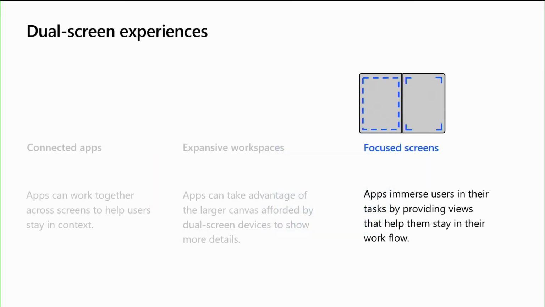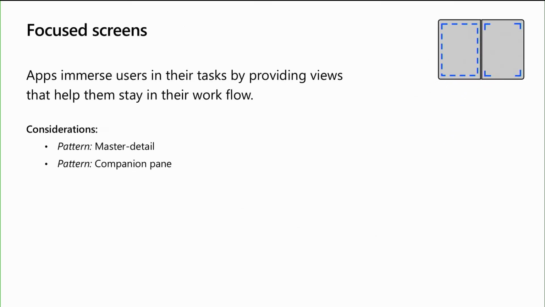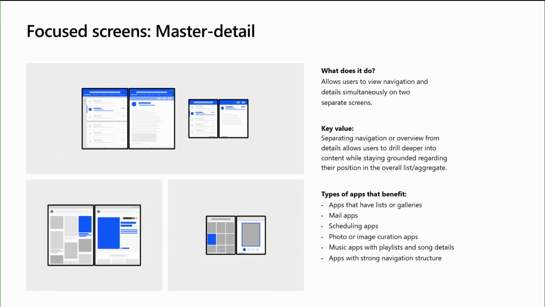The last dual screen experience category that I have not yet covered is called focused screens. This experience lets users focus on their tasks by creating appropriate views that will let users stay in their workflow without context switching. The first pattern that provides the focused screen experience is called master detail. This is a popular pattern you might already be familiar with, where you would have the master, which is typically a list or a grid of items, on one side, and a details page on the other, that gets displayed when the user selects one of the items in the master.